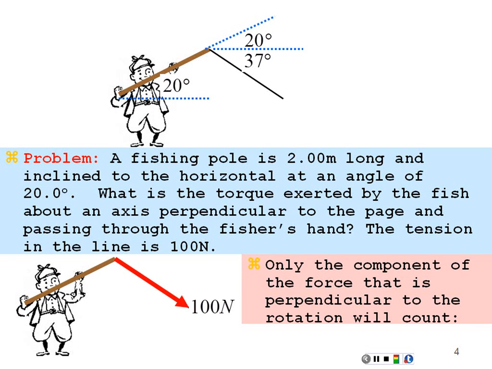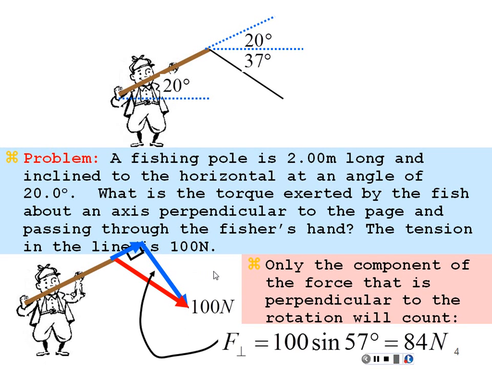What we're really interested in is our moment arm and our perpendicular force. So we want to find the component of this 100 newton force that is actually perpendicular to our fishing pole. The angle of this pole here is 57 degrees. So if I were to find this right triangle here, the perpendicular component of this force is going to be equal to 100 newtons times the sine of 57 degrees. So that will be 100 times the sine of 57 degrees. 84 newtons will be our perpendicular component.